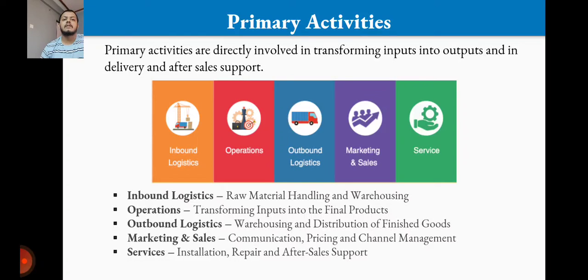Primary activities are directly involved in transforming inputs into outputs, in delivery, and in after-sales support. They are inbound logistics, operations, outbound logistics, marketing and sales, and services. Inbound logistics are raw material handling and warehousing. Operations are transforming inputs into the final products. Outbound logistics are the warehousing and distribution of finished goods. Marketing skills are in communication, pricing, and channel management. Services are installation, repairs, and after-sales support.